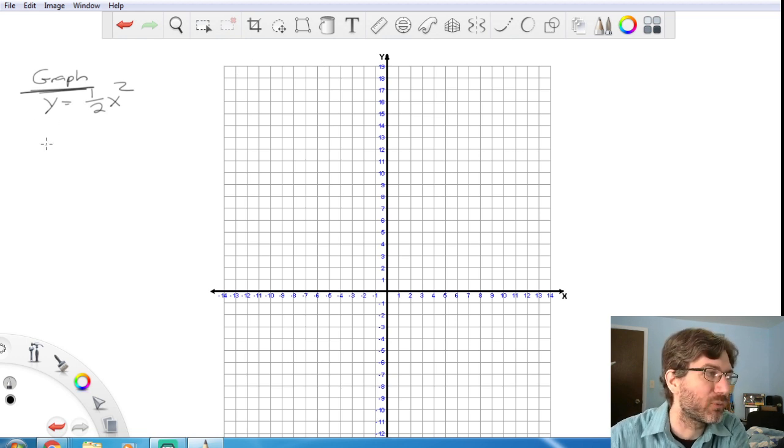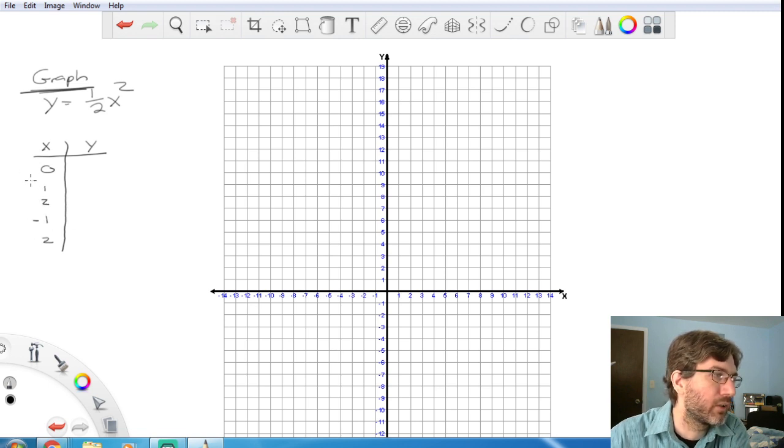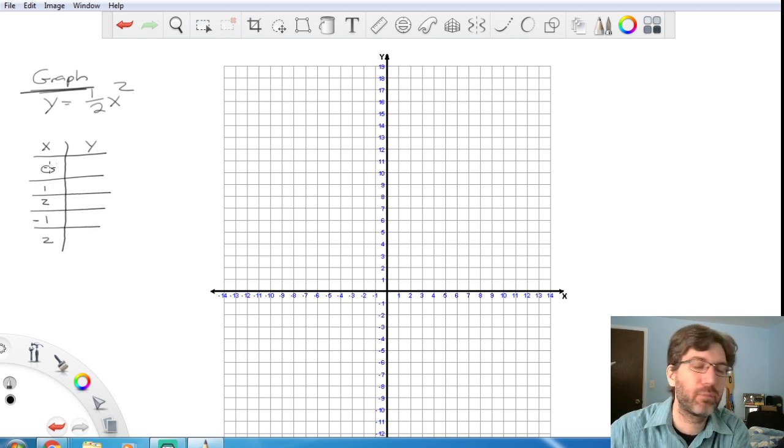You're going to make an XY table, and we're going to pick some values just to get an idea of what this is going to look like. I'm going to pick 0, then I'm going to pick a couple positive numbers, and I'm going to pick a couple negative numbers. So again, I'm just picking different values that I want to plug in, get some points, start plotting it, and see what we get.